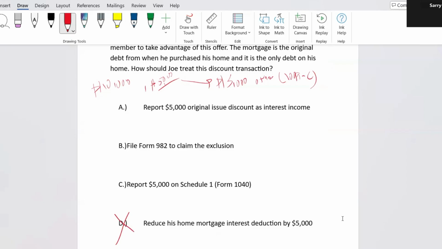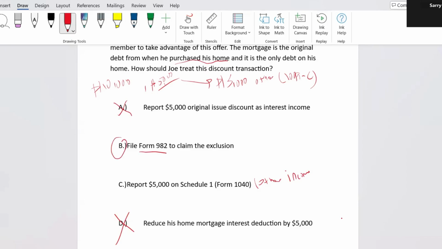Now, option A would also be eliminated because if a lender forgives a portion of your debt, like they let you settle for a lower amount, it's not interest income actually. So even whether this is an exclusion for a home or not, that's not the correct way to claim this type of income. It would be on Schedule 1 as other income. That's the correct way to do it. The difference between option B and option C is that this is a personal residence and the debt was used to buy a personal home. So there's an exclusion for that. So in other words, the right answer is B. You file Form 982 to claim the exclusion.